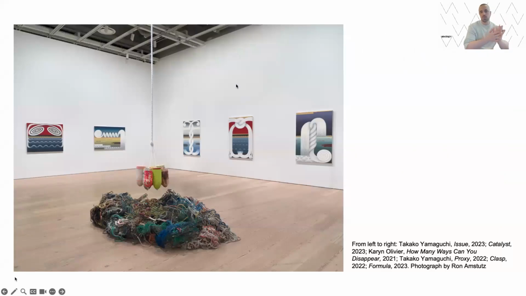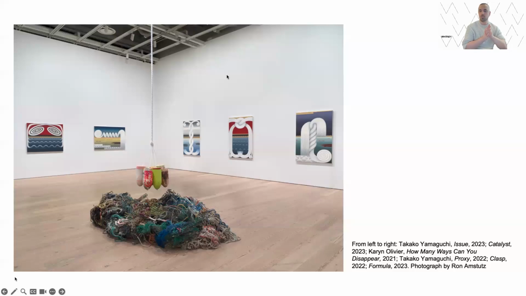You can see that Karen Olivier's work here in the middle is set against Takako Yamaguchi. I'm not going to talk about Takako Yamaguchi, but I just wanted to acknowledge how the knot, right, the white knot that's hanging and the knots that are visible in Takako Yamaguchi, something to point out as far as curatorial rigor, I would say, is concerned. Now, what is Karen Olivier doing? When we look at this work, right, I'm referring to Karen Olivier's work right here.